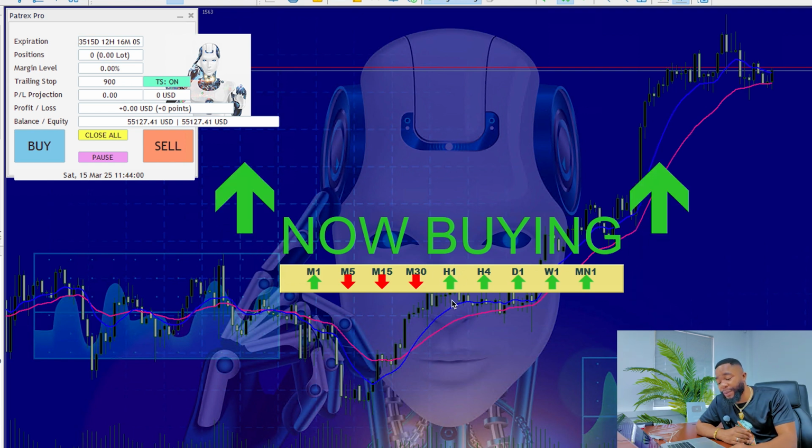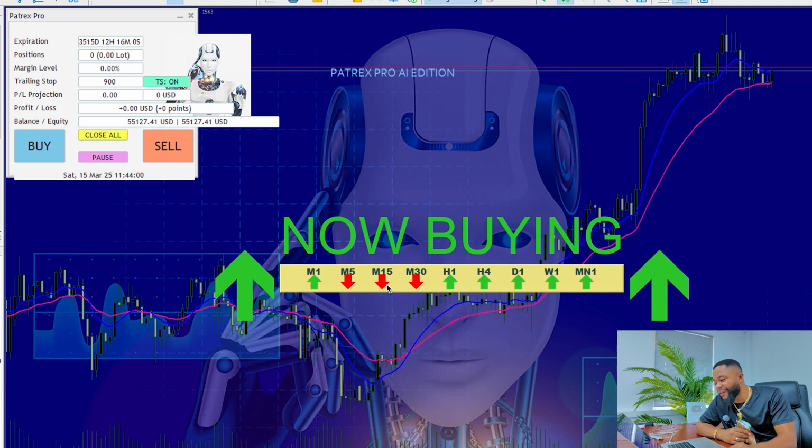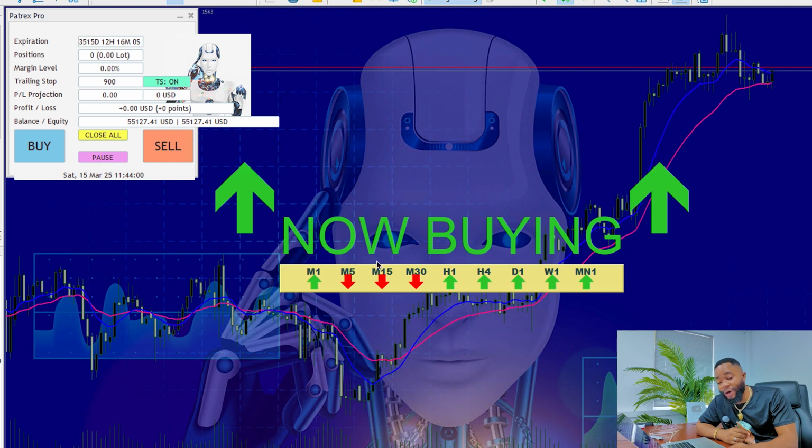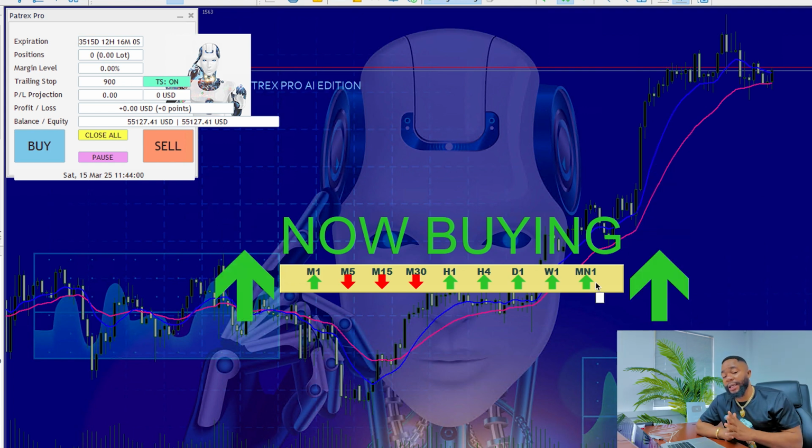Go and use any other tool to do your analysis. Pick one time frame, pick the 1 hour time frame. Go and use any other tool to do your analysis. You're going to confirm the market is buying. Pick the 15-minute time frame. Go and use any other tool to do your analysis. You're going to confirm the market is selling. It's 100% accurate when it comes to analyzing and determining the market direction, because the robot only wants to trade in the direction of the market.